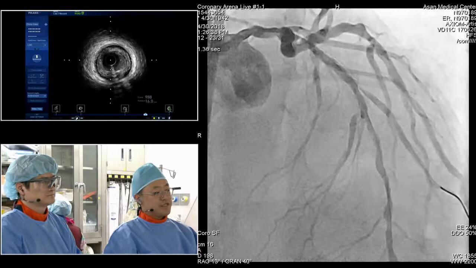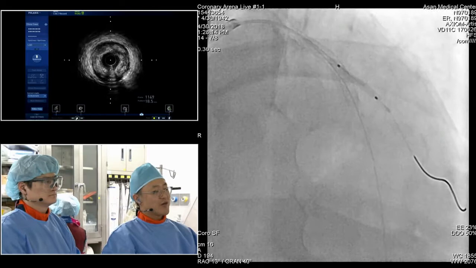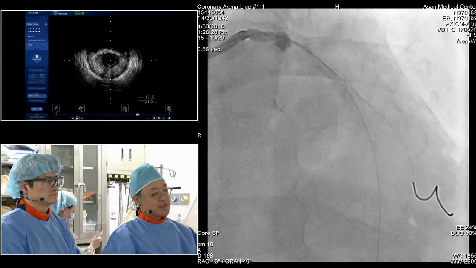So we did the 2.0 balloon, and then this is slightly dilated. Next, we did the diagonal branch balloon. This is a 2.0 compliant balloon. And next, relatively it's okay.